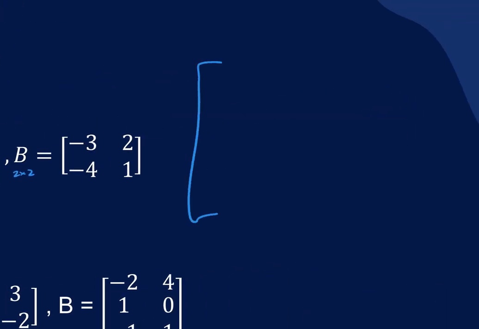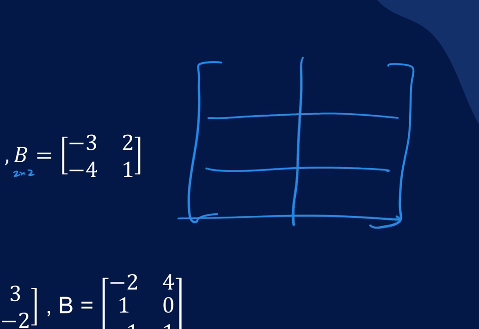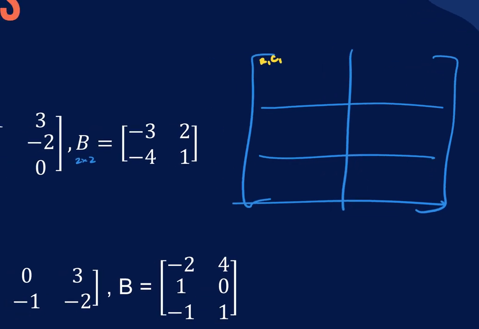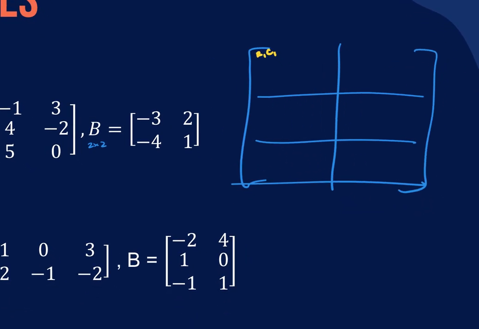So I need 3 rows and 2 columns. Then I would name the cell. So the very first one would be row 1, column 1. And that tells you what you're multiplying. So that means I'm multiplying row 1 of my first matrix times column 1 of my second matrix. And I do them in pairs.